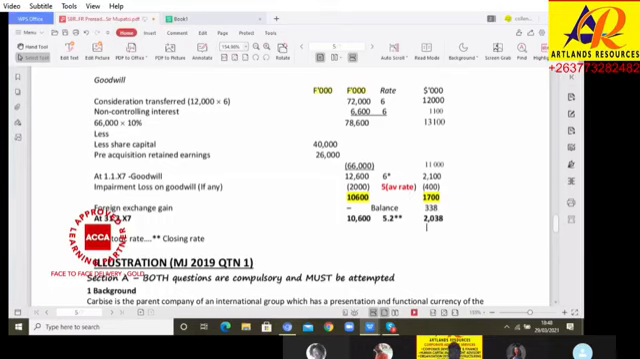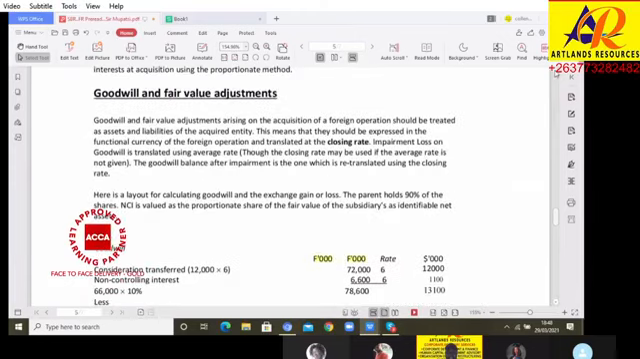If it's a full goodwill method, this is shared between parent and NCI in accordance with their ownership ratios. If it's a partial goodwill method, NCI does not have a share on this gain. Are you getting it? So this is everything that I've written here.